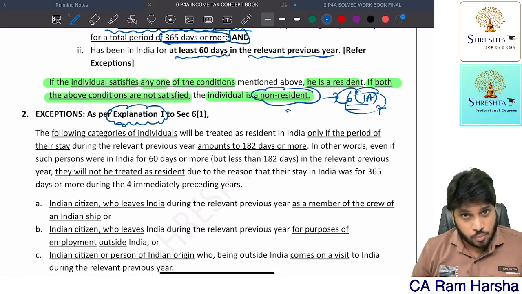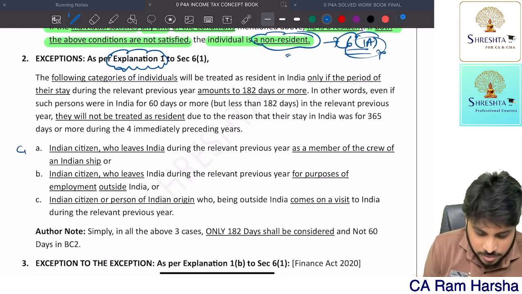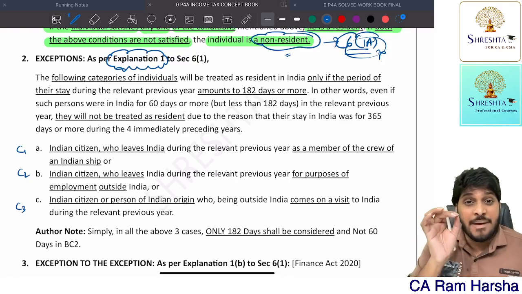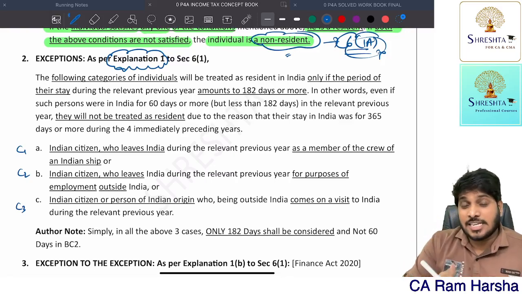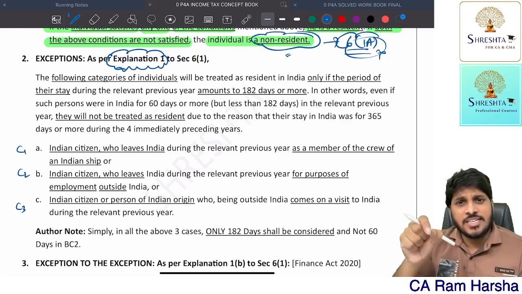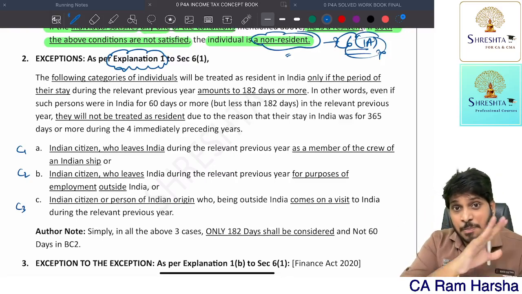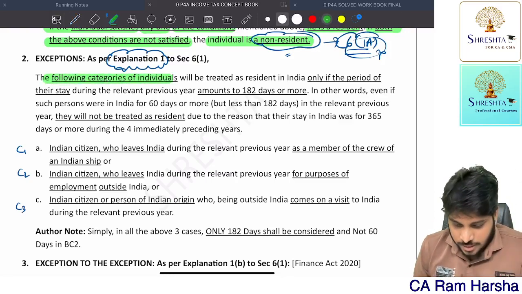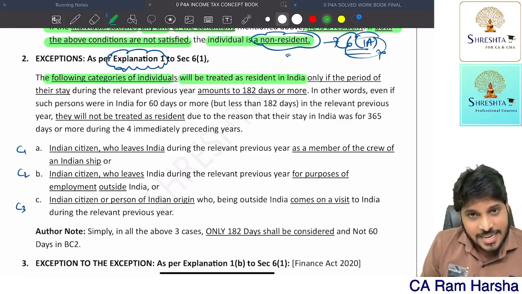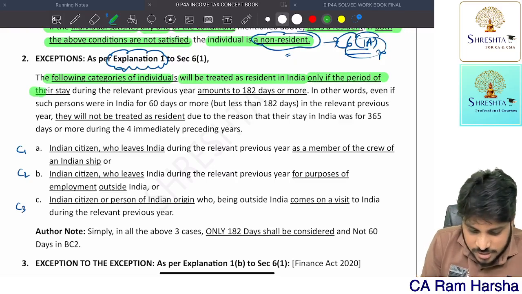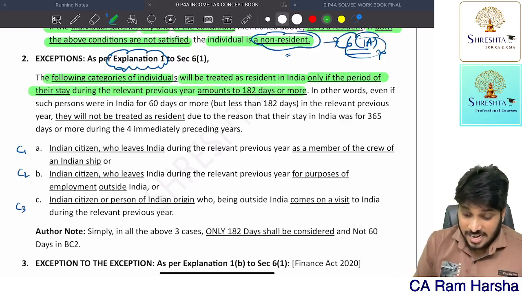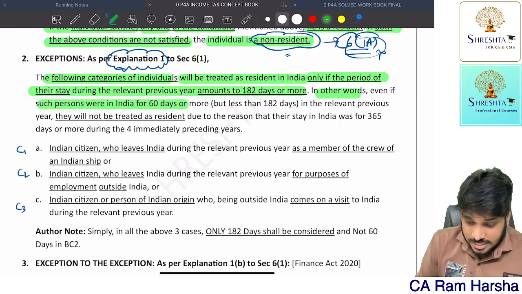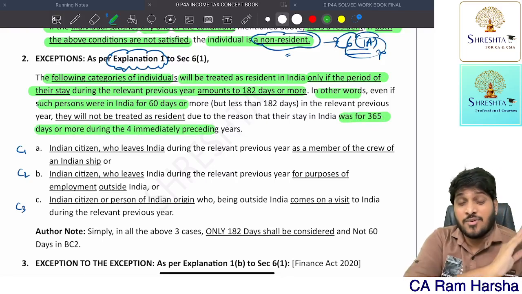Now there is an explanation. As per Explanation 1, there are 3 cases: case 1, case 2, and case 3. In these three cases, basic condition 2, that is 60 days or more during the relevant year and 365 days or more during the past 4 years, this point we will not apply. For the following categories of individuals, the residential status will be treated as follows. He is treated as resident in India only if the period of stay is 182 days or more. In other words, even if that person is in India for 60 days or more and 365 days or more in the past 4 years, still we don't consider it.